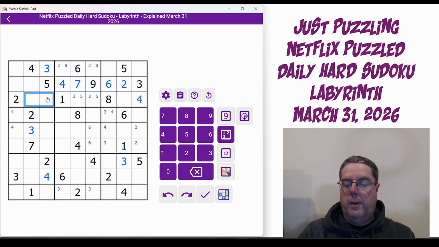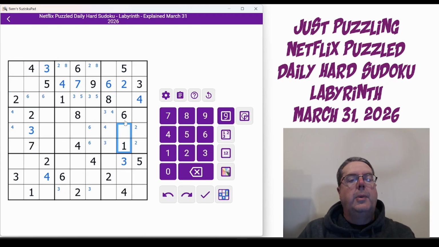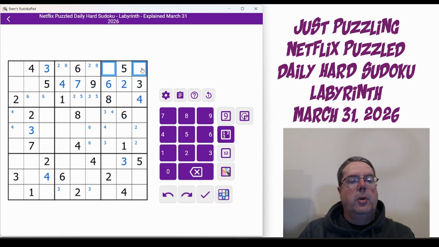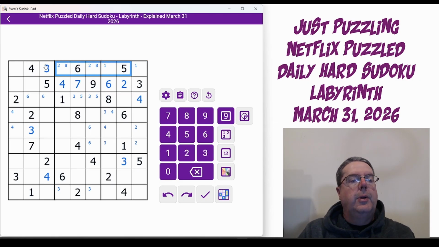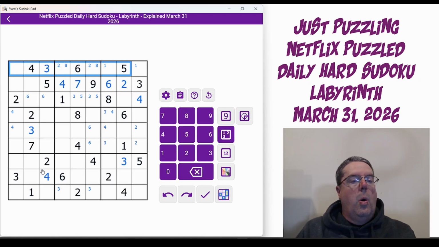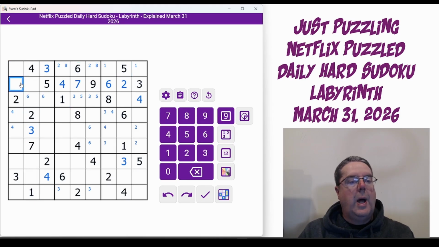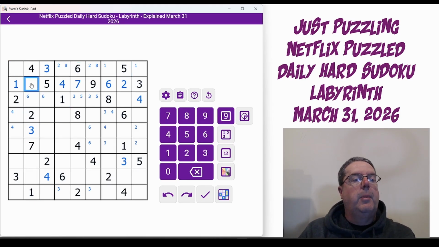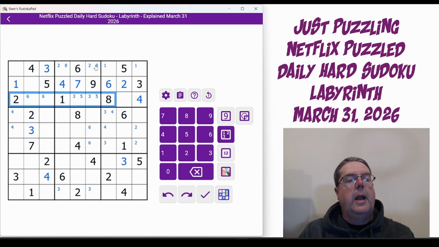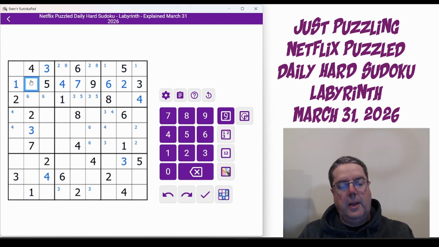So 6 is one of these two. 1 comes up here, so 1 is one of these two. That means that 1 comes across here, 1 comes up here, so this is a 1 here, and I should have a number that goes in here, which I'm guessing is an 8. 8 can't be here, and 8 can't be here, so that's an 8 there.